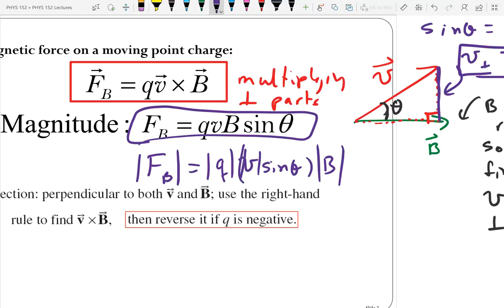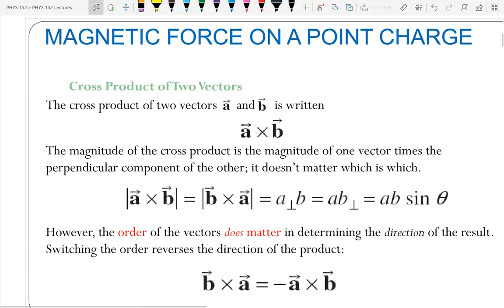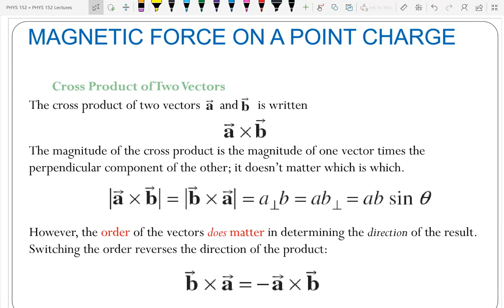Now for the direction, we use the right-hand rule. I have a couple slides to remind us about the right-hand rule. You have at least one homework problem that is doing the right-hand rule 3 different times. The right-hand rule is going to be used when you have a cross product. So here I have A cross B. Where else have we used a cross product in this class? Torque. Torque is equal to R cross F. So we've already seen the right-hand rule. We've already gone through this.